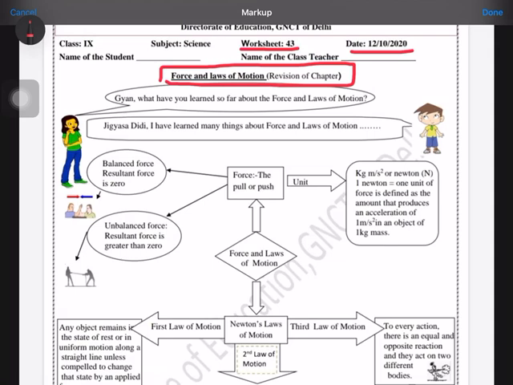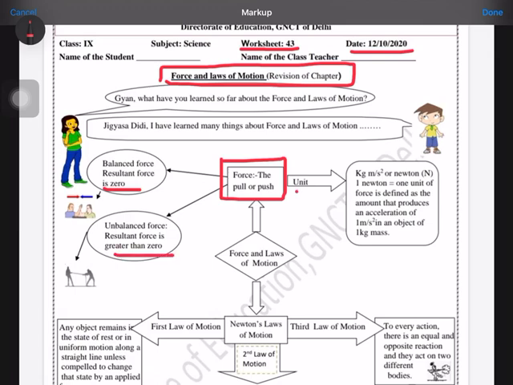First, when we talk of force, force is what? It is a pull or push of an object. So when the forces are balanced, then it is said to be the zero resultant force, because equal forces result in the zero resultant force. And when the forces are unbalanced, then the resultant force is greater than zero. It may be on either side, if the applied force is higher or the other force.